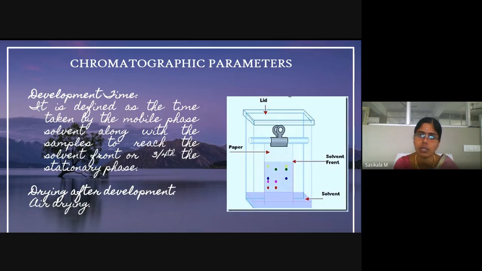Why? Because it is also affected by environmental conditions and the vapor, how it is moving. Your mobile phase vapors will be moving with the stationary phase. It will also be affected by environmental factors like air, temperature, and so on. So we need to note down the development time. It may vary from laboratory to laboratory, person to person, based on how you are performing the experiment. Okay.